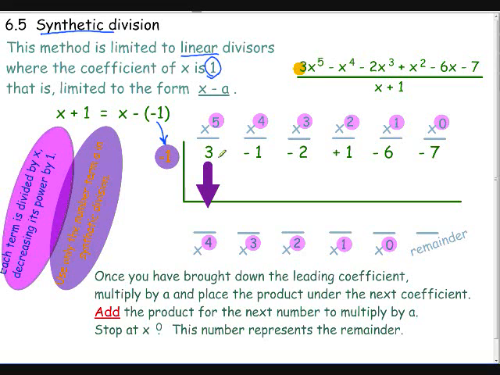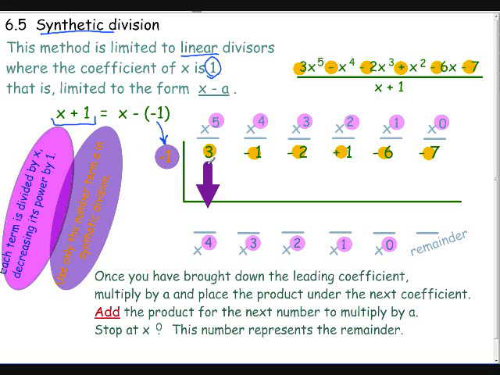So there's the 3. There's the negative 1. There's the negative 2. Here's a positive 1, right? We know we don't see the 1 written, but it's there, right? A negative 6 and a negative 7. So we've written them in the proper column, and we have written the divisor we're going to use. We're not going to even write the x. We're going to use a negative 1 for this divisor.